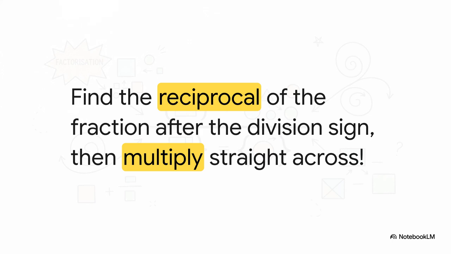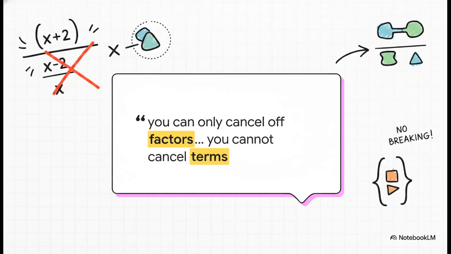When it comes to dividing algebraic fractions, the rule is surprisingly simple. Division is really just multiplication in disguise, right? You simply take the second fraction, the one sitting after the division sign, find its reciprocal by flipping it completely upside down, and then just multiply straight across. Numerator to numerator, denominator to denominator. It's a lifesaver.